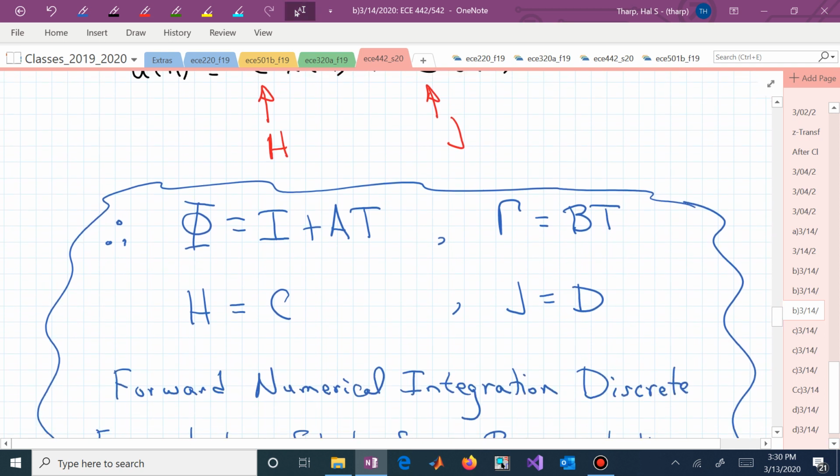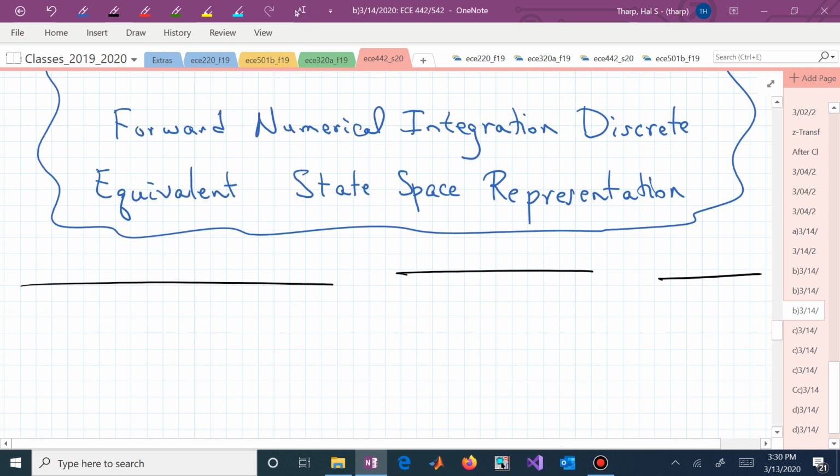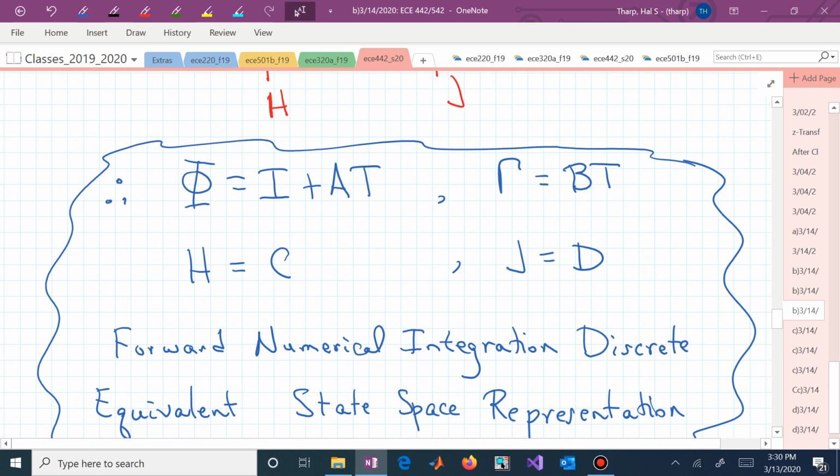With those associations, we now have phi is just I plus A T. So if you need to go into the discrete time setting to find a discrete equivalent, we can quickly see that phi is I plus A T, gamma is B T, H is C, and J is D. And that then represents the discrete equivalent for a numerical integration strategy using the forward technique.